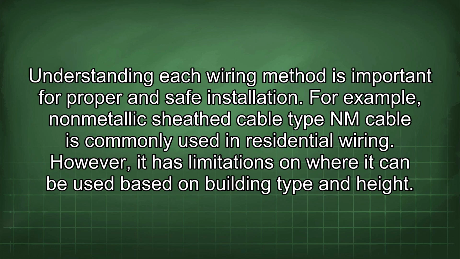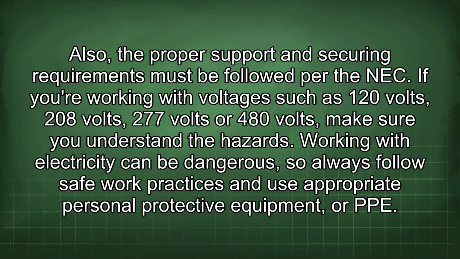For example, non-metallic sheathed cable type NM cable is commonly used in residential wiring. However, it has limitations on where it can be used based on building type and height. Also, the proper support and securing requirements must be followed as required by the NEC.